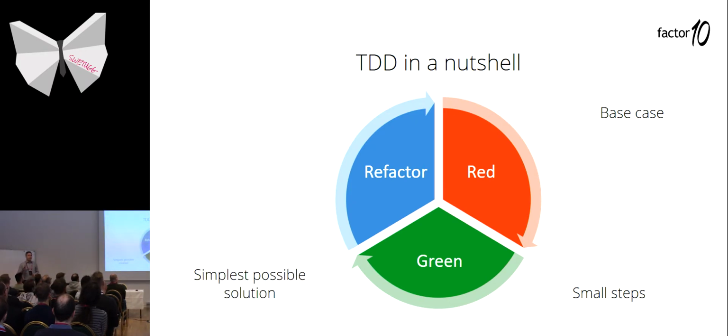We create the simplest possible solution. And actually the simplest possible solution might be a bit hackish. It might not be very nice. Its only job is to make the test green. And then we continuously improve the code through the refactoring step. So in the end we will have nice clean code, and we will have a suite of tests that are bug-free.